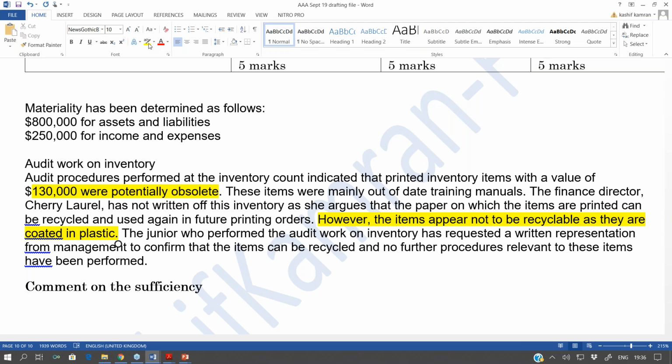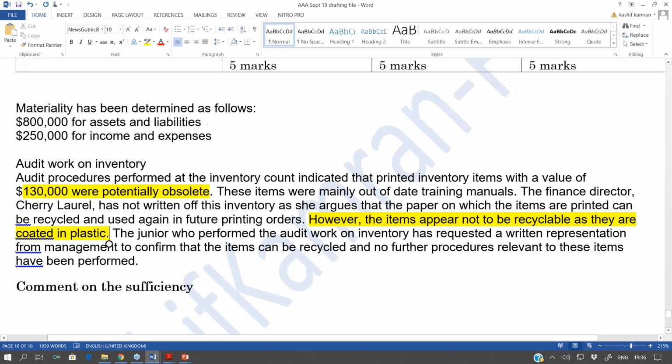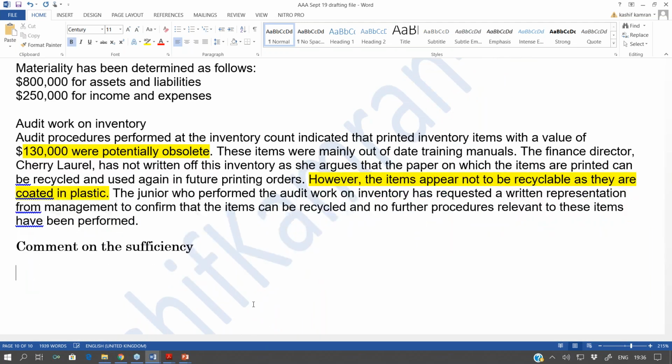Do you believe representation alone is sufficient evidence? By just asking the management that gives us a representation that the items are recyclable, should we have done something more beyond representation? Yes. So can I do my comment number one here? Comment on the sufficiency. See how I am commenting?